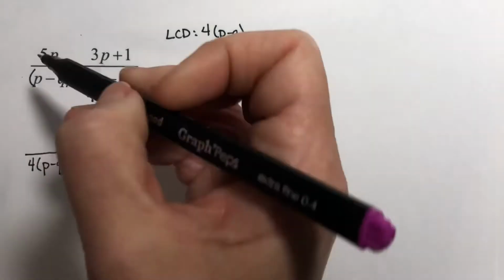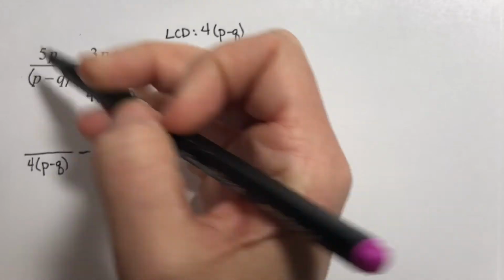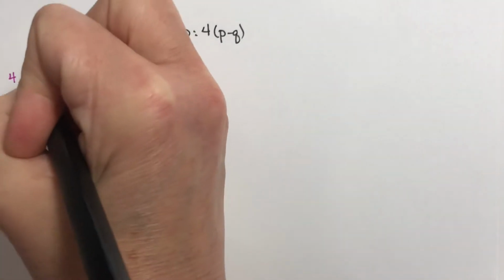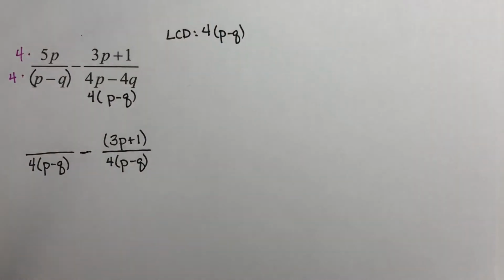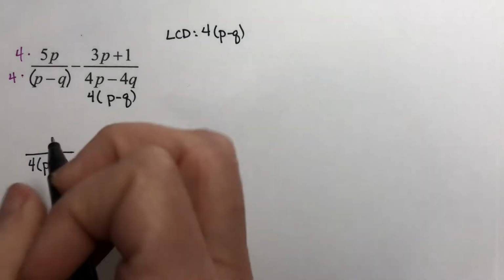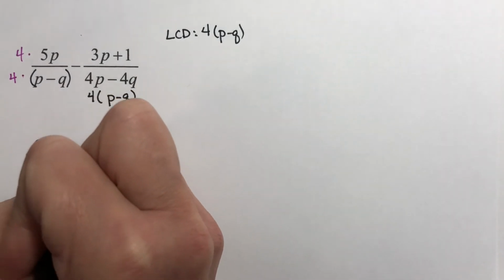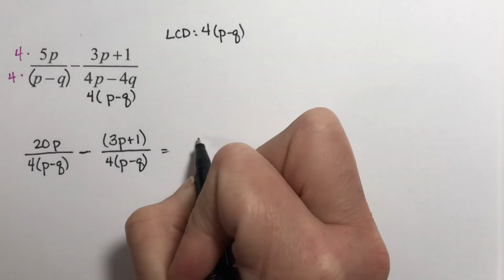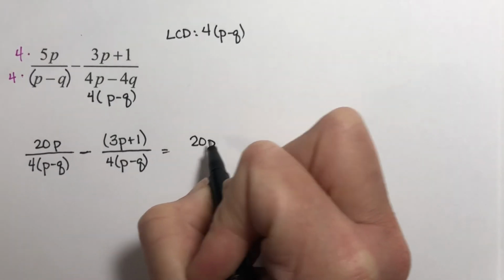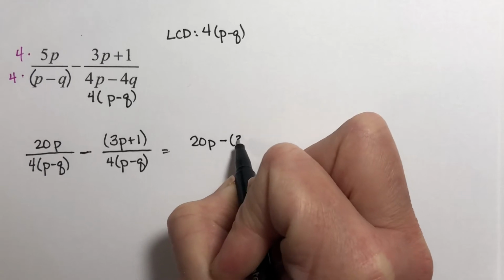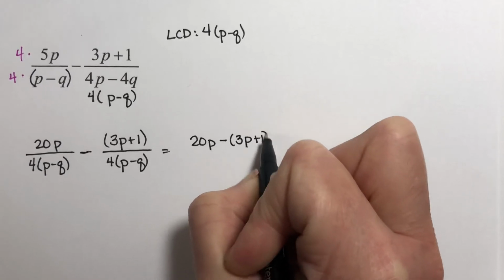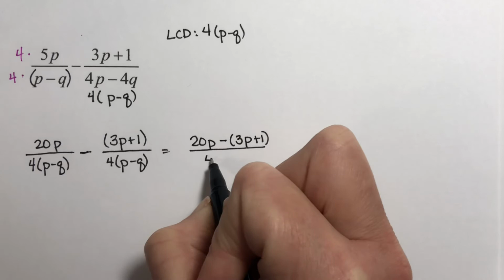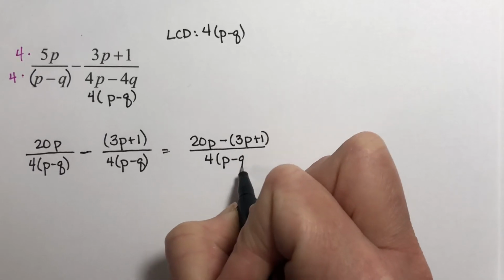From here to here, all I did was multiply by a 4, so the top gets multiplied by a 4 as well. So that becomes 20P. So what I have here is 20P minus, in parentheses, 3P plus 1 over 4 times P minus Q.